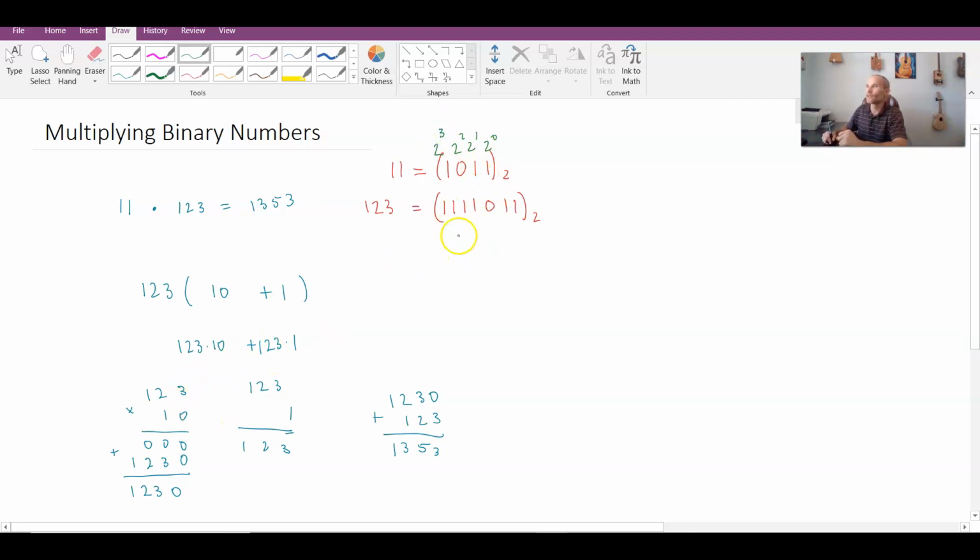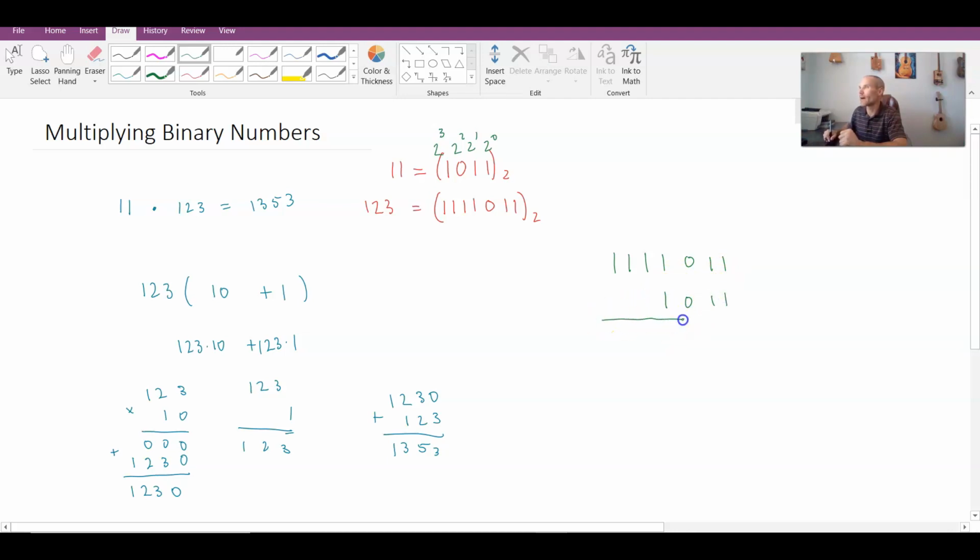So one way to approach this would be to take 1111011 and multiply it by how many 2 to the zeros there are here. And then repeat the same thing, but multiply this by 10 to indicate that there's 1 2 to the first. But we can do this in terms of standard multiplication, and we can do it exactly the same way. So let me place these values here.